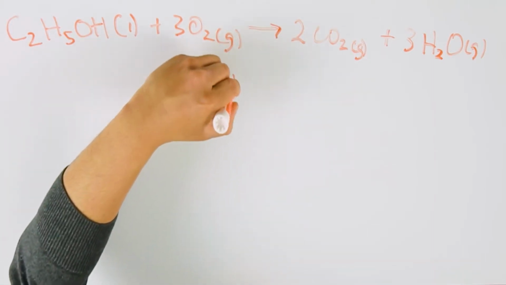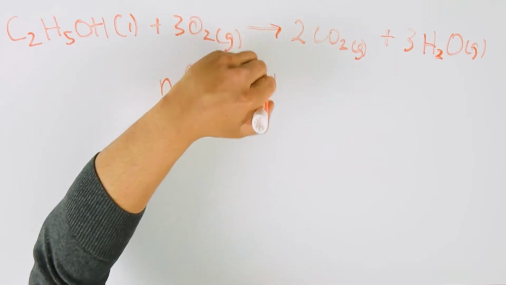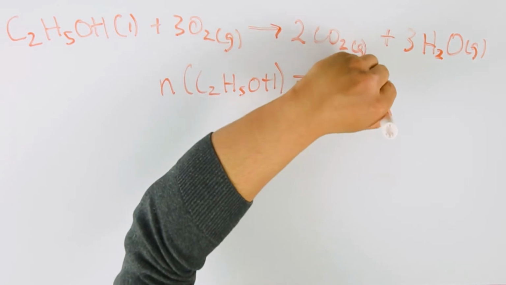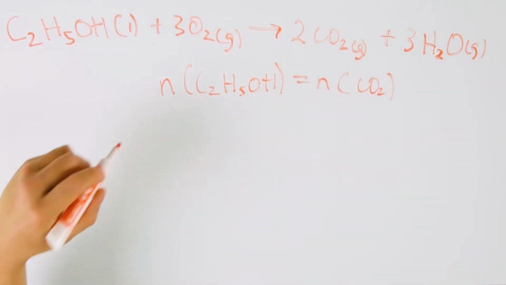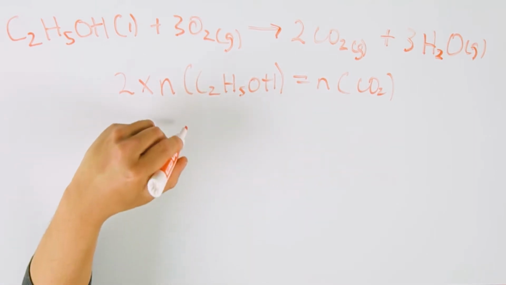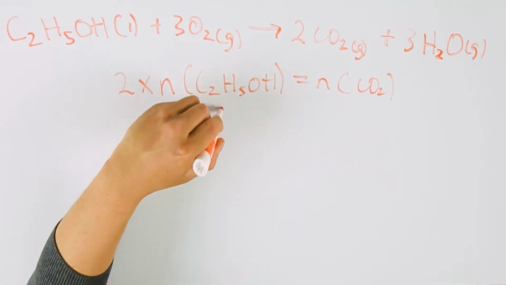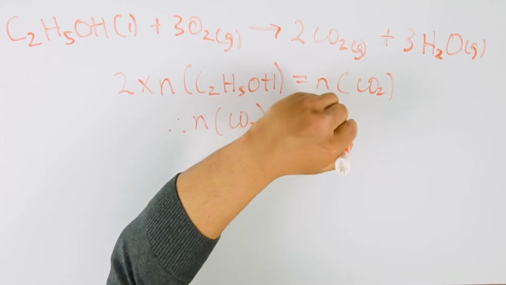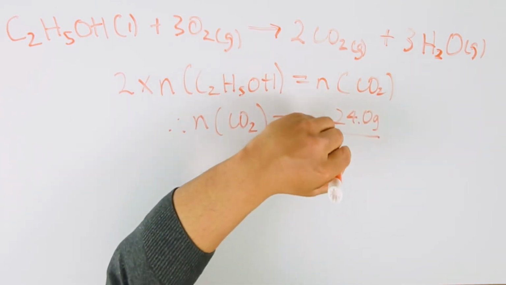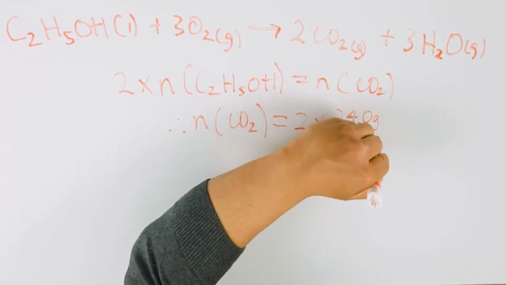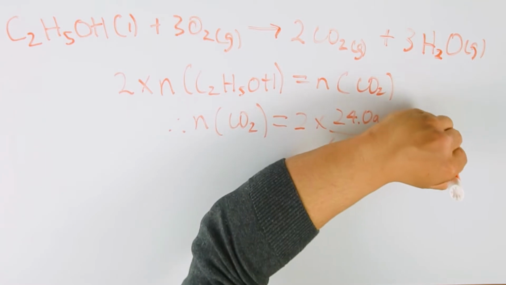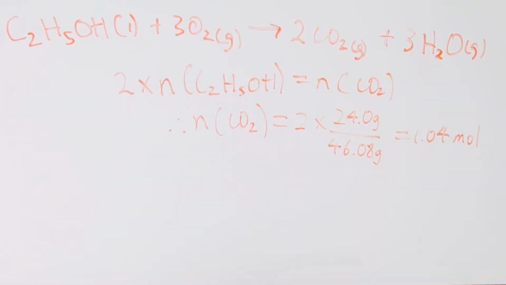The best way to do this is to test both of them. So looking at ethanol first, we need to equate the number of moles of ethanol to the number of moles of CO2. So what we find is that we need 2 times the number of moles of ethanol to equal the moles of CO2. Now we need to equate everything to CO2, and that becomes 2 times 24 grams, which is what's given in the question, over the molar mass of ethanol, which is 46.08 grams, and that gives us 1.04 moles.